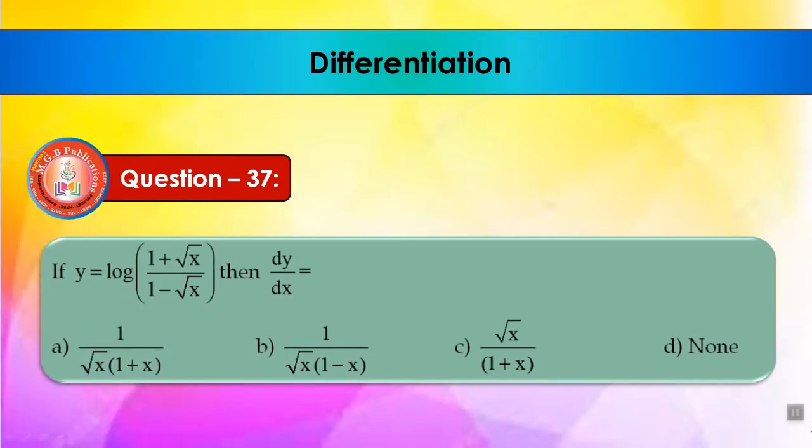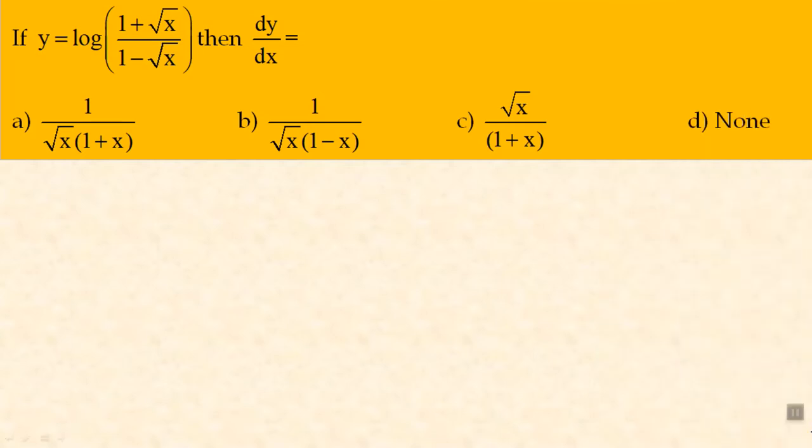Dear students, see the question number 37. Read the question and write it. The question is, if y is equals to log of 1 plus root x divided by 1 minus root x, then dy by dx is equals to. Options are 1 by root x into 1 plus x, 1 by root x into 1 minus x, root x divided by 1 plus x, none.